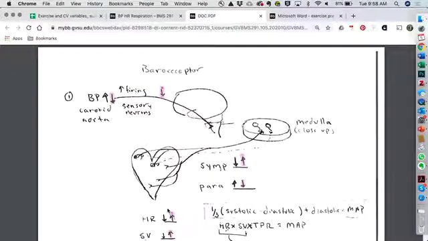Oh, this is cute. Should we try it again? You need to redraw. Okay, can you hear that? 180. Okay, now we have to take it off the rate. It's per minute.